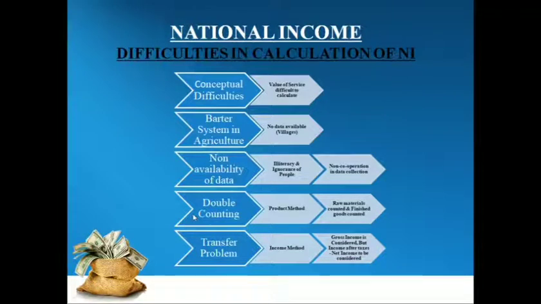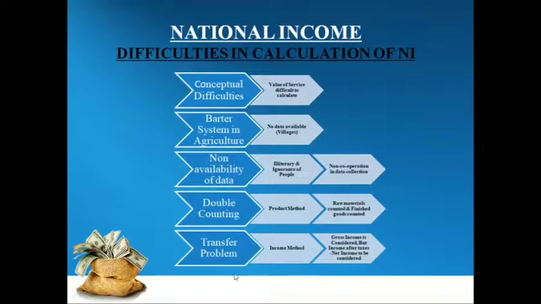Double counting happens when it comes to the product method. So when we use the product method in calculating national income, there could be chances wherein the raw materials would be counted and the same thing would be recounted when it changes into a finished product. So when we use the product method, there is a chance of double counting happening.